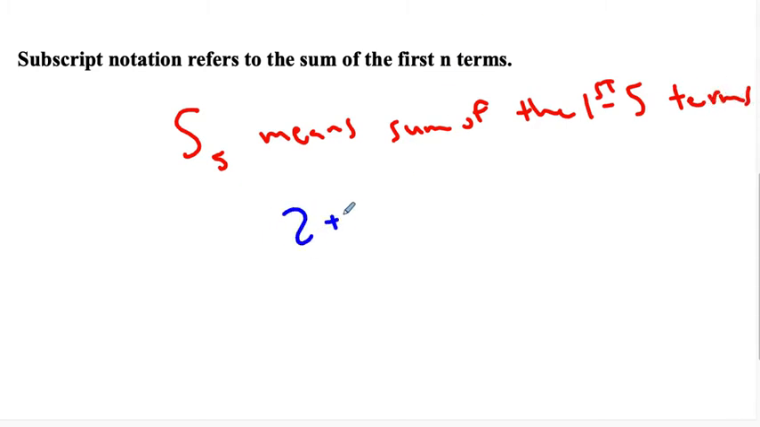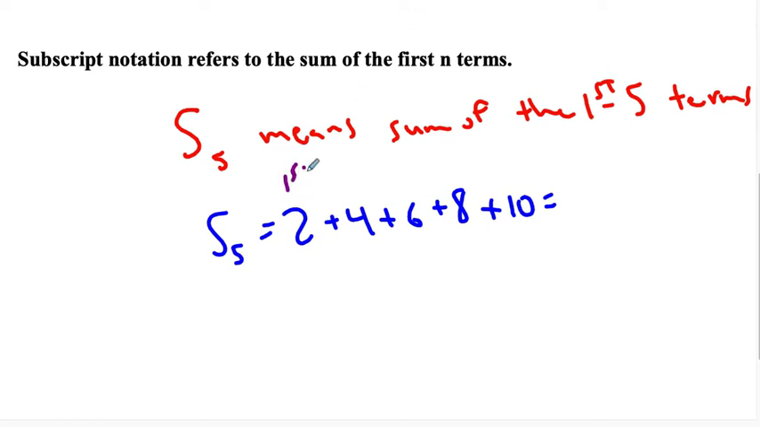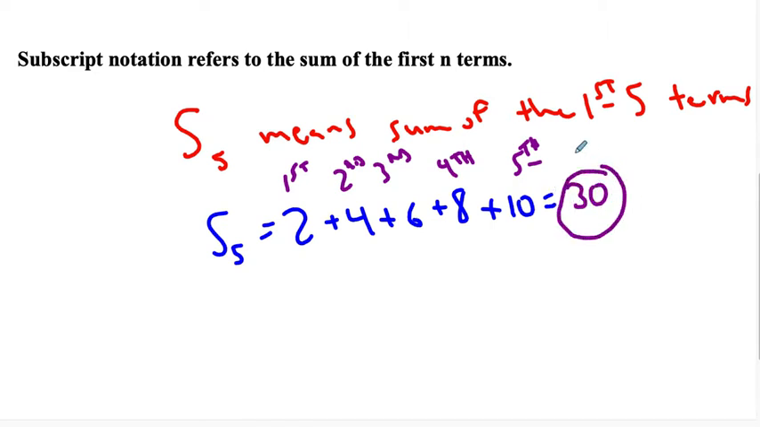So let's say we're looking at our even numbers. That would be 2 plus 4 plus 6 plus 8 plus 10, right? That could be written as S sub 5, because remember, this is the first term, first, second, third, fourth, and fifth. And when we add those up, of course, we get a nice number. 2 plus 4 is 6, plus 6 is 12, plus 8 is 20, plus 10. So we get 30, right? So that would be the partial sum.